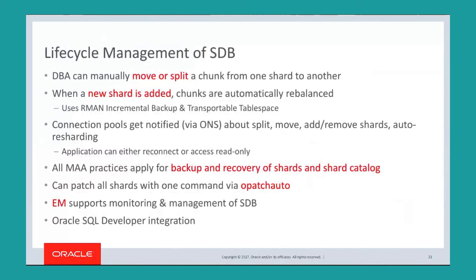And that's with Data Guard. But with GoldenGate, because you have multiple read-writable chunks, you can always go to another copy and write it there. And because shards are regular Oracle databases, all the best practices for backing up and restoring hold good, whether it's shards or the catalog. If you want to patch all the shards, you can go to one location, the catalog, and run opatch auto. You can specify whether you want to run it in a parallel fashion or in a rolling fashion.